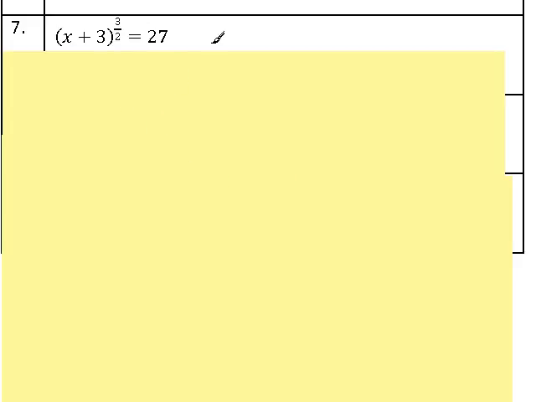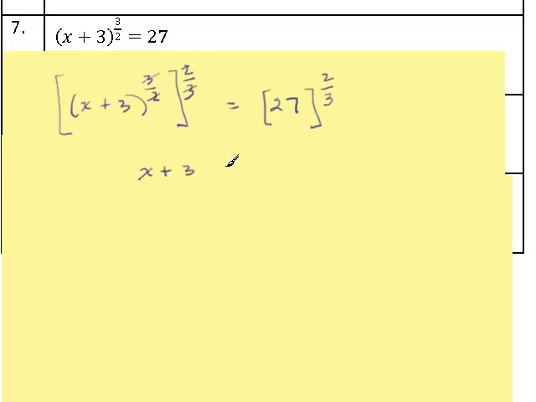In number 7, we're going to raise both sides to the 2/3. So 2/3 exponent on both sides. Here we simply get canceling. So on the left we have x plus 3. And on the right we have 27 to the 1/3. The cube root of 27 is 3. So we have 3 squared, which is 9. So we have x plus 3 is equal to 9. Subtract 3, and we have x is equal to 6.